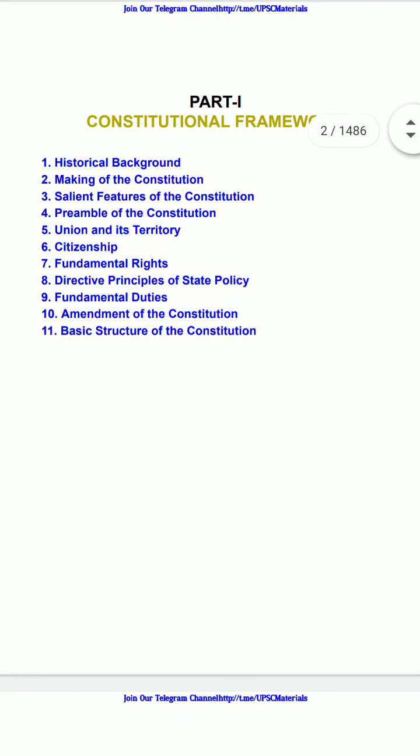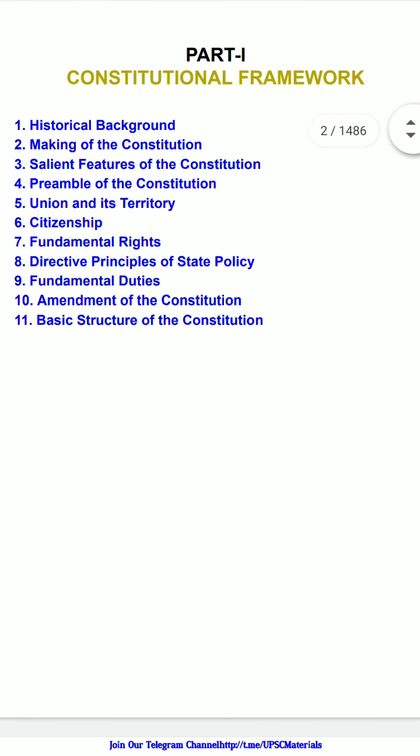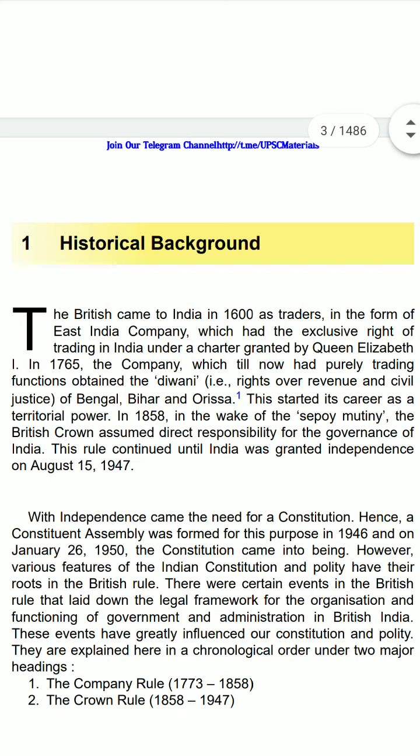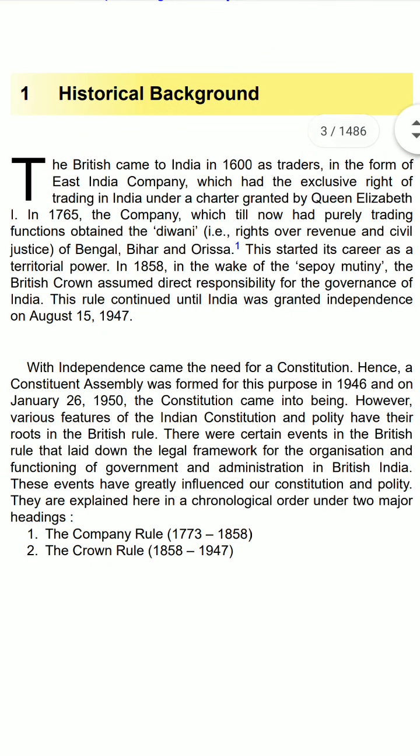As we begin with the first part, it is Constitutional Framework. It contains 11 chapters, that is, historical background, making of the Constitution, salient features of the Constitution, preamble of the Constitution, Union and its territory, citizenship, fundamental rights, directive principles of state policy, fundamental duties, amendment of the Constitution, basic structure of the Constitution. As we start with the first chapter of Laxmikanth, that is, historical background.